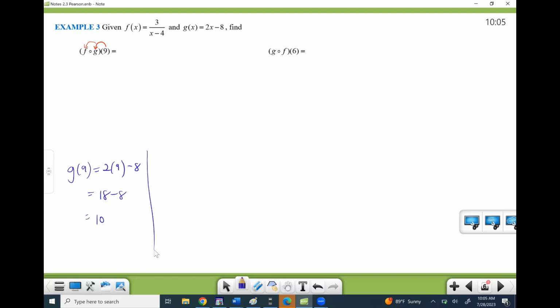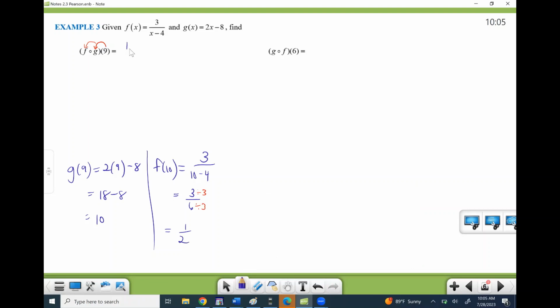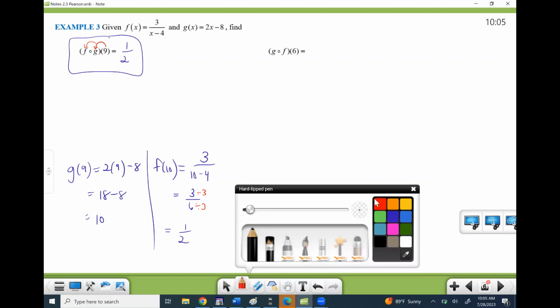Now, the answer that we get from that, we substitute into F. So we're going to put the 10 in here. So we've got 3 over 10 minus 4, which is 3 over 6, and if you divide both of those numbers by 3, you're just going to get 1/2. So the final answer is 1/2. There are other ways to do it; I'm just trying to give you what I consider to be the simplest.